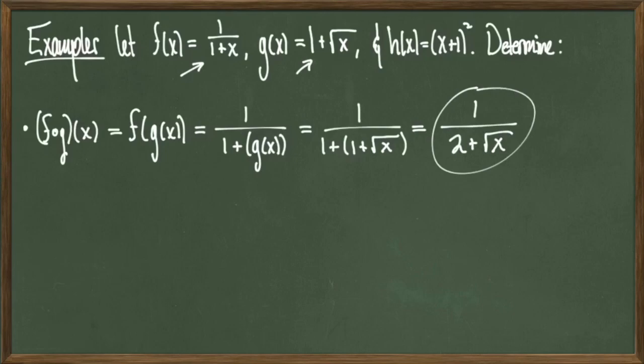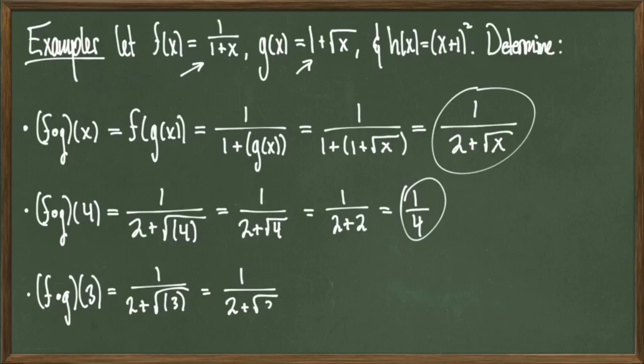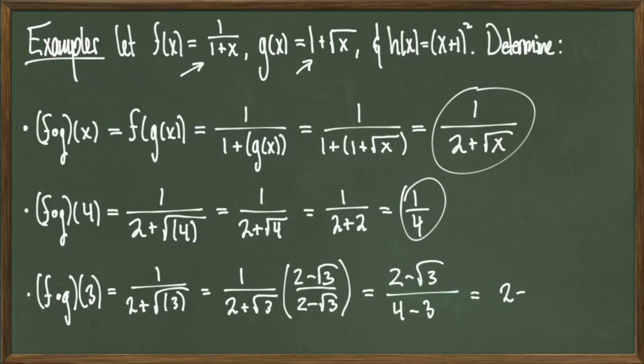Now that I have a formula, I can go ahead and start evaluating this composition at points. So let's compute f composed with g of 4. Plugging in 4 everywhere I see an x, I get 1 over 2 plus the square root of 4, which will simplify down to 1 over 2 plus 2, which is equal to 1/4, and we're done. Lastly, we'll compute f composed with g of 3, which will look like 1 over 2 plus the square root of 3. So, when I rationalize the denominator, I end up with a final answer of 2 minus the square root of 3.